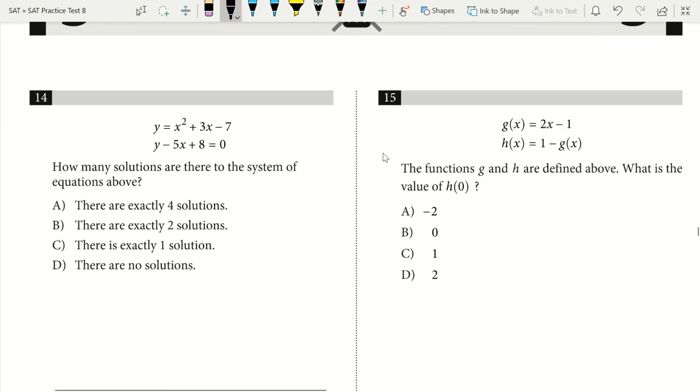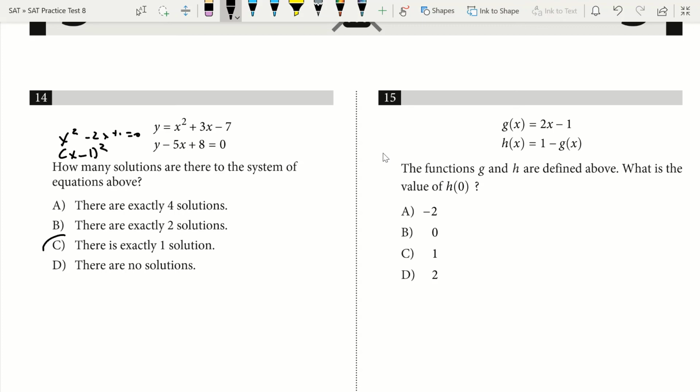All right, question 14. How many solutions are there to the equation above? All right, well, what I see here is I have y equals x squared plus 3x minus 7. Now what I can go ahead and do is plug that in for y down here, and I'm going to get x squared plus 3x and minus 5x will give me minus 2x. And then I have minus 7 and plus 8 will give me plus 1 equals 0.